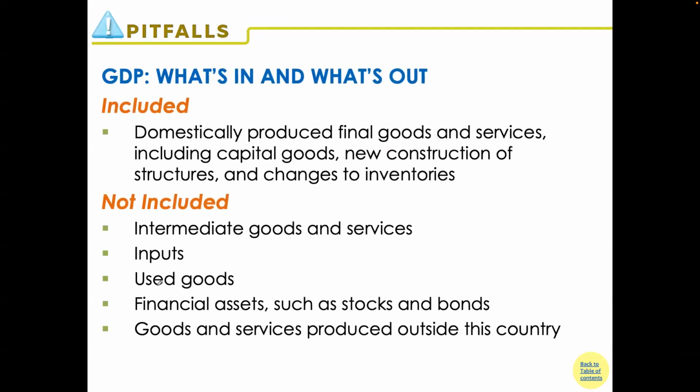To summarize, what is included and what is not. Here we have a bullet point for included. I only want to highlight one thing, which is change to inventory. Later when we talk about mechanism, remember there are three modules. First is measurement. Second, we study mechanism, how the macroeconomy works. And the third is policy. When we look at measurement, we are going to see this inventory again.